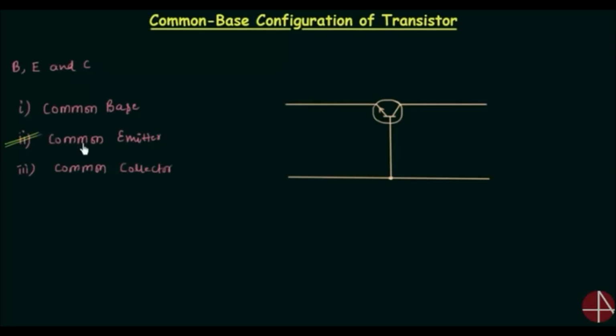In this lecture, I will explain common base configuration. In common base configuration, base is common to input and output circuit. This side is input side and this side is output side. If you see the direction of emitter current in the transistor symbol, you will find this is an NPN transistor, in which this is emitter, this is collector, and this is base. So base is common to the input circuit and the output circuit, and it is grounded in common base configuration.